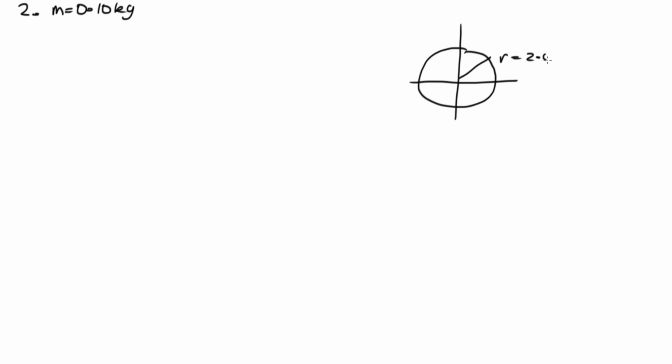Okay, this is question 2. In this one, we've got a particle with a mass of 0.10 kilograms, and it's traveling around a circular path with a radius of 2 meters. So let's just sketch that here. We've got radius is equal to 2 meters. And we're told that the angular acceleration is given by 1.0 t plus 0.10 radians per second squared. And in the first part, we're asked to write down an expression for the tangential acceleration of the particle.